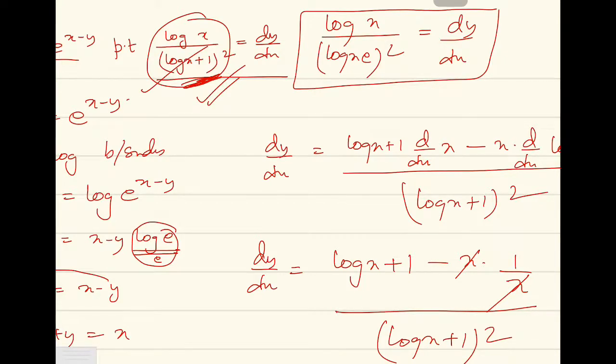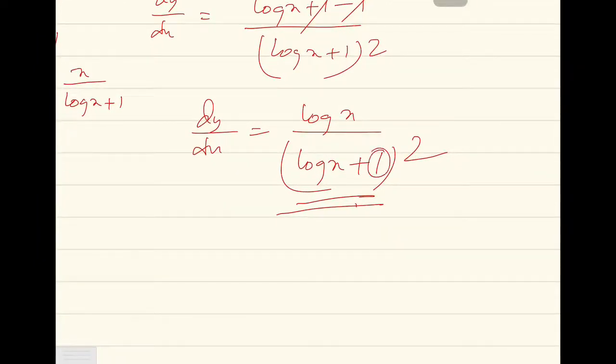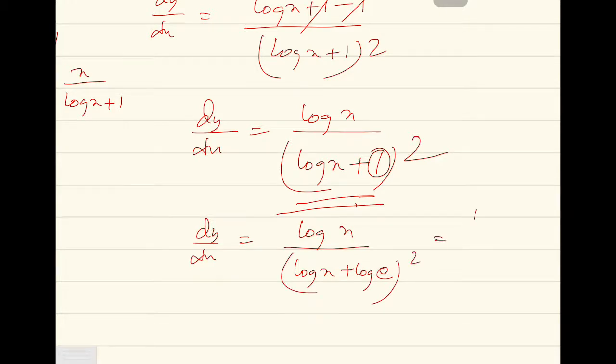How to make it (log xe) whole square? Let's try to figure out this one. This one would be quite simple. What is 1? 1 means log e. So log x divided by (log x plus log e) whole square, and that can be simplified as log x, and the product rule, because plus would mean product, isn't it? So that becomes (log xe) whole square.